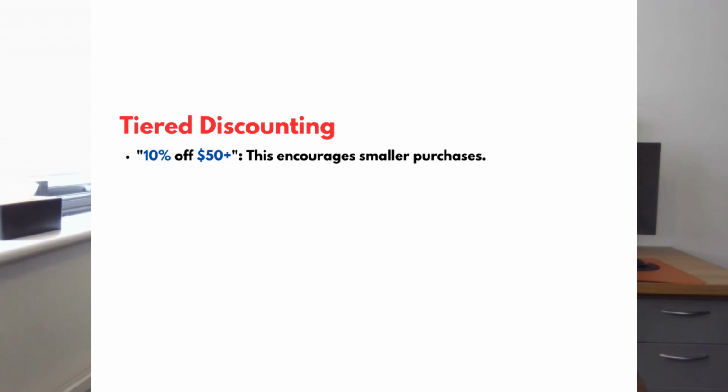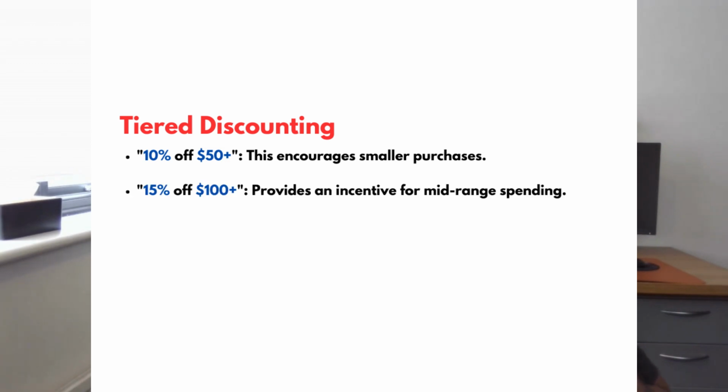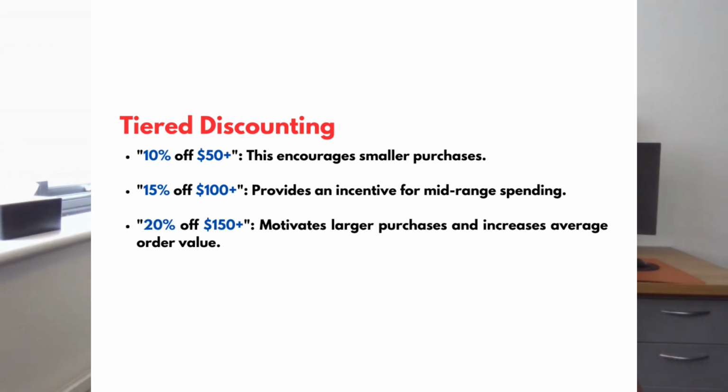For example, you can have 10% off $50. This encourages smaller purchases. 15% off $100. This provides an incentive for mid-range spending. And then 20% off $150. And this motivates larger purchases. Now, by structuring your discounts this way, it gives your store a lot of flexibility. Depending on the demographic of your store, you can actually change the amount of the discounts depending on the product and how much they've got to spend.